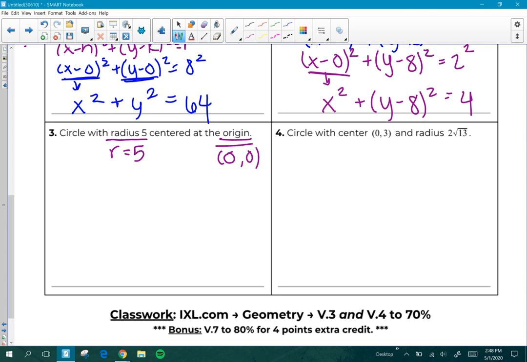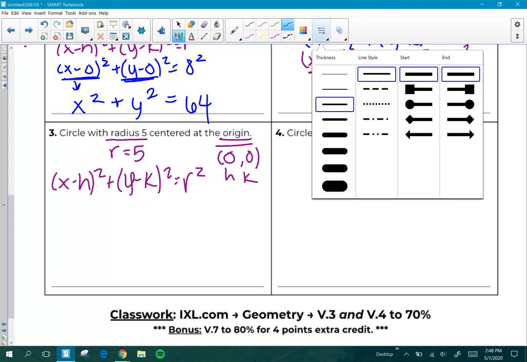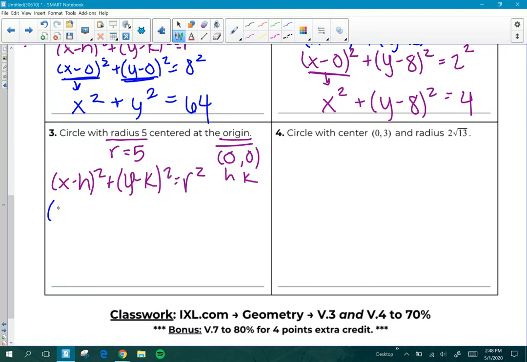So now we want to plug that in. Keep in mind this is h, that's k. So that's my center. So again, I have x minus h squared plus y minus k squared equals r squared. And then plugging everything in, I have x minus, now my h is 0, squared plus y minus, my k is also 0, squared equals my r is 5 squared.